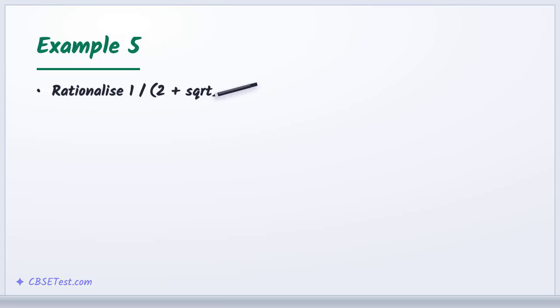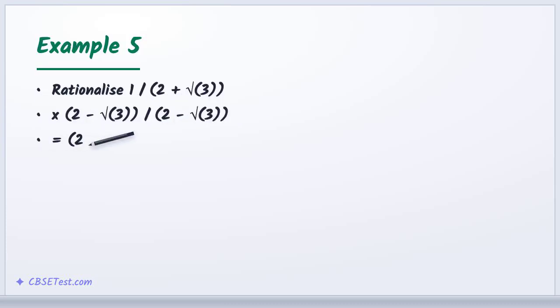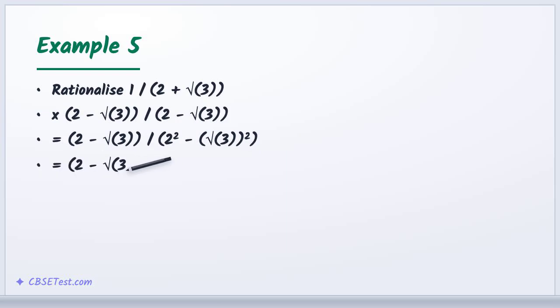When the denominator has two terms, multiply by its conjugate, the same expression with the opposite sign. Using the identity (a plus b)(a minus b) equals a squared minus b squared, the bottom becomes 4 minus 3, which is 1. So the answer is simply 2 minus root 3.